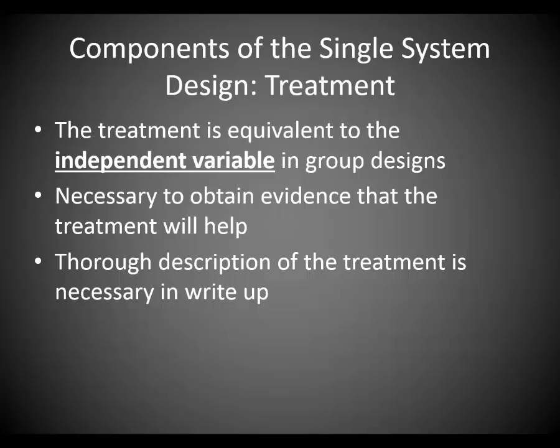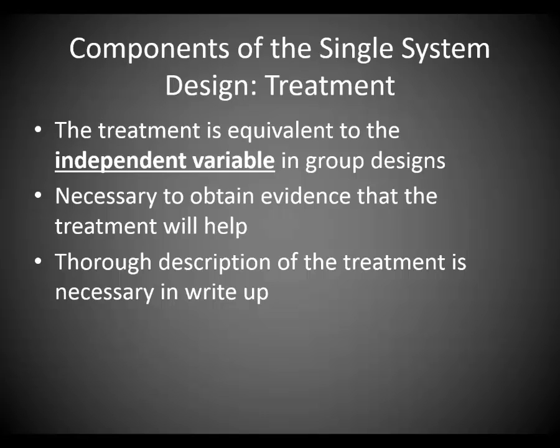The next thing that we need to consider is the treatment. The treatment is equivalent to the independent variable in many group design studies. So in the previous example that I discussed, I had mentioned how cognitive behavioral therapy could be used to decrease depression. That's the independent variable in group design research.